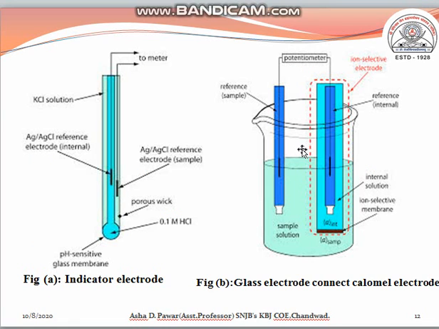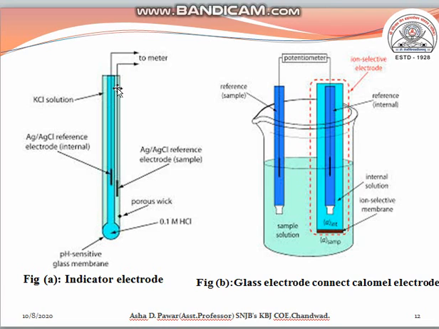See here, we already learned the calomel electrode. If the calomel electrode is coupled with the glass electrode, there is a complete electrochemical cell, and the potential of the glass electrode we determine by using the reference electrode, that is the calomel electrode. See, that is in the diagram. One more time I can explain.